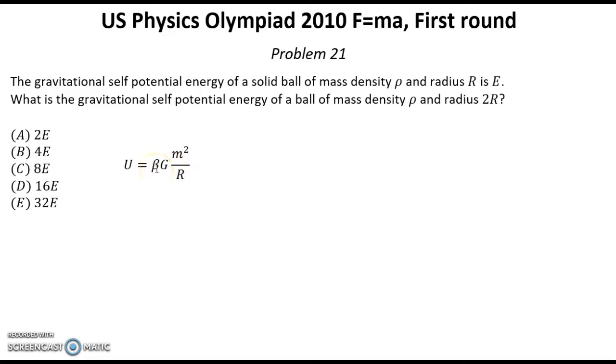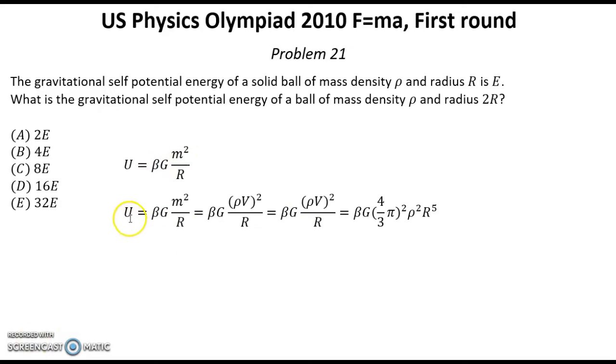Here we don't need to know exactly what this coefficient beta is, because we just need to find how energy depends on mass and radius. Instead of mass we can put here volume multiplied by density, and we have this expression. Finally we see that self-potential energy is proportional to r to the power 5.